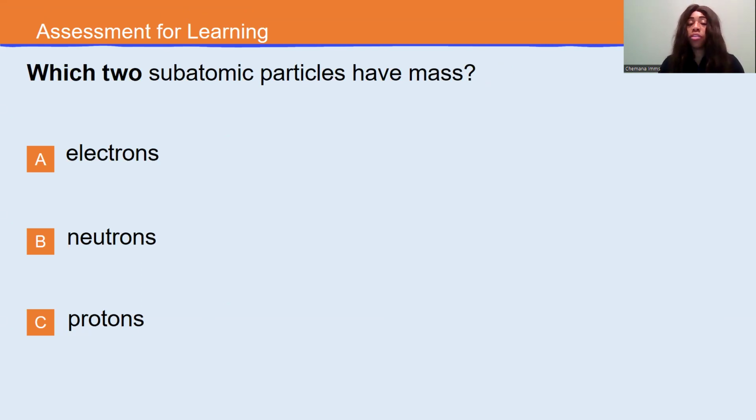Okay, which two subatomic particles have a mass? In this case, it is the neutrons and the protons. Do you remember we said that the electrons had a negligible mass? Essentially, it was so small, so minute that we would say it's 1/2000. It's so small that we can basically say it doesn't really exist. So our neutrons and our protons both have a mass of +1.